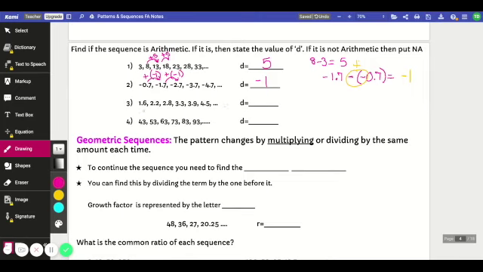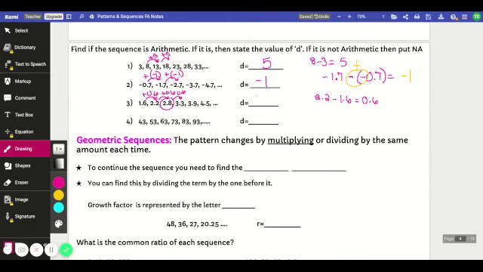Number 3, if I were to subtract 2.2 minus 1.6, I get 0.6. So when I add 0.6, I should get the next term. And then when I get here, I see that 2.8 plus 0.6 does not give me 3.3.